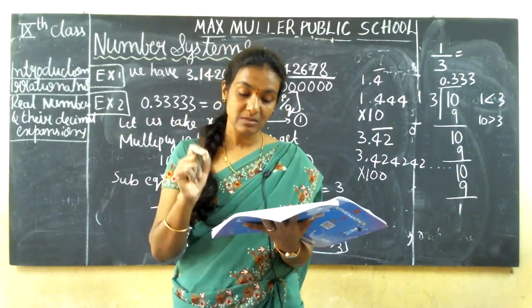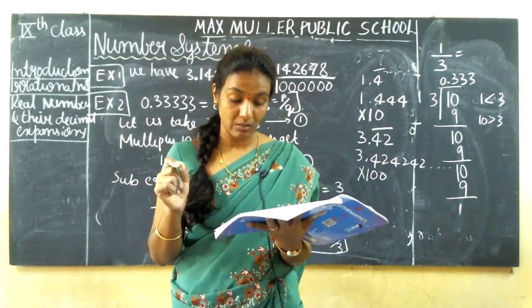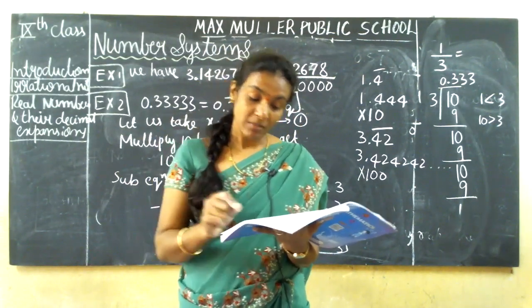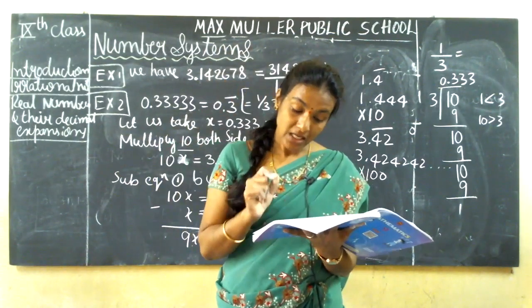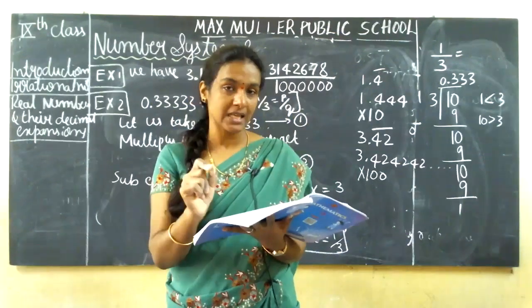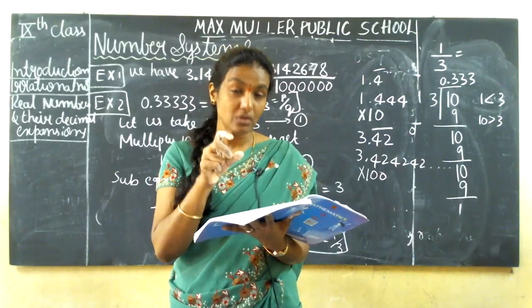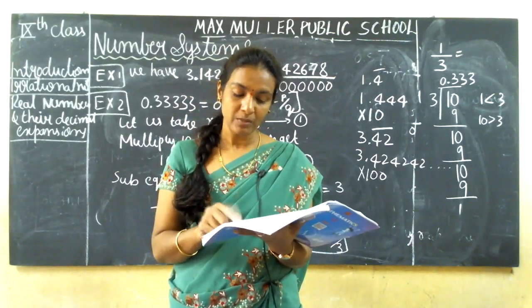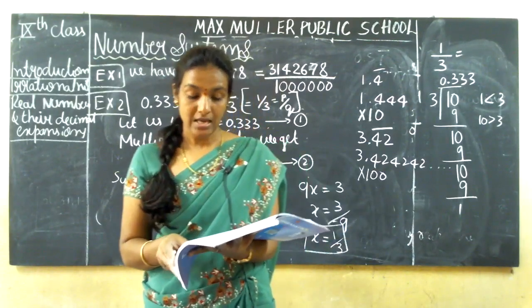Moreover, a number whose decimal expansion is terminating or non-terminating recurring is a rational number. Terminating and recurring. It is either terminating or non-recurring. If it is recurring, then it will not terminate. So that kind of number you can call a rational number.